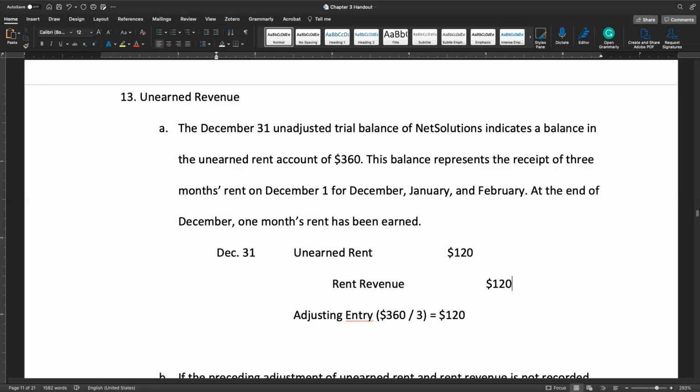Okay. When we do that journal entry, because we're debiting unearned rent, the amount in that account is going to decrease. So it's going to show $240 left, and that's for January and February. Okay, at the end of January, we do the same. We would literally do the same exact journal entry we just did, same amount, and then that account would only show that final amount for February in there. Okay.